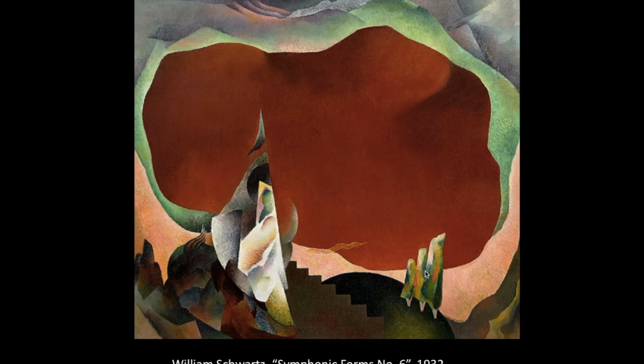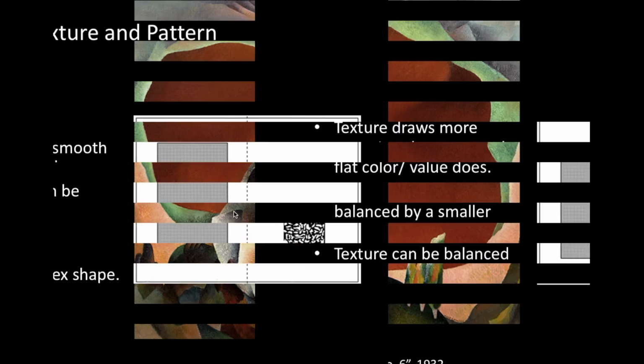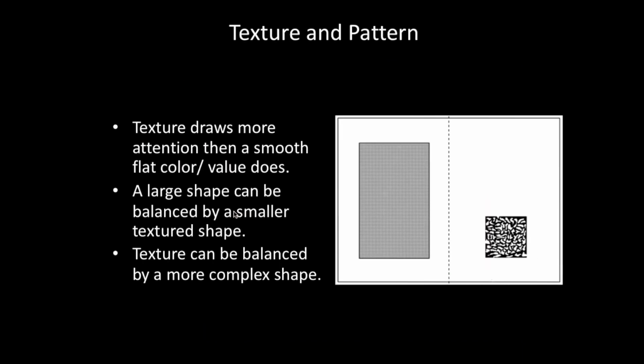If you look at this painting, this red shape in the back is large everywhere, but biggest over here. And so to balance that, there is this really complicated shape right there, and that balances each other out. Texture and pattern. Texture draws more attention than a smooth, flat value does. So if you look here, this box right here is very texturized. So that means this side needs to be bigger if it's going to be a flat color, a flat shape, to balance it out.